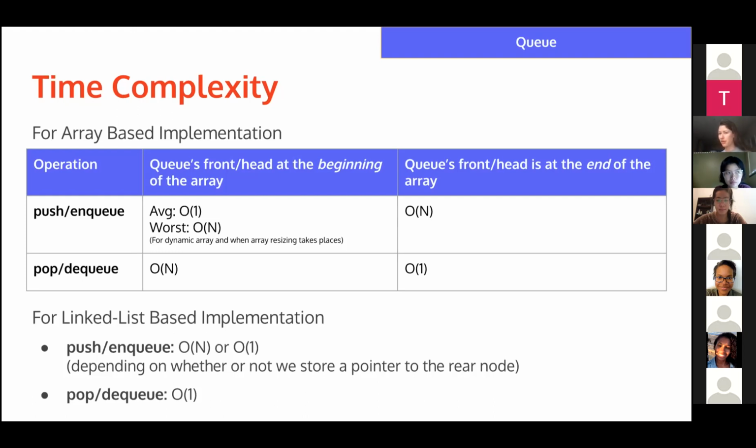Does anyone have questions about that? I know that can be a little confusing, but does it make sense why this on average is an O of 1 operation, but every once in a while when we hit the max of the array, it becomes O of n?